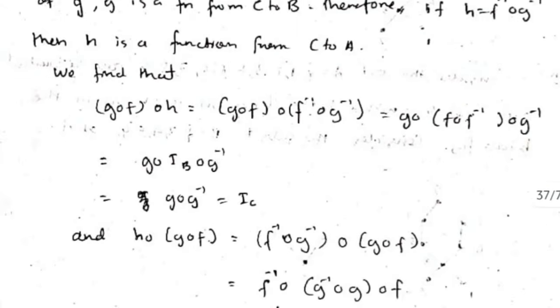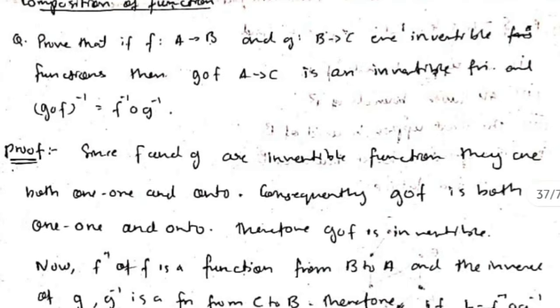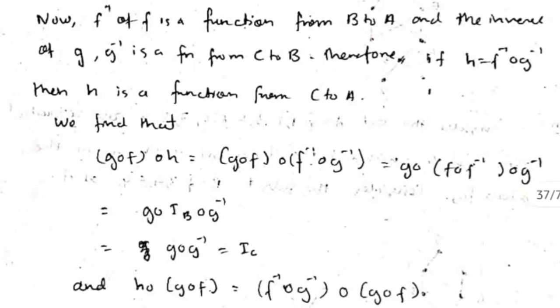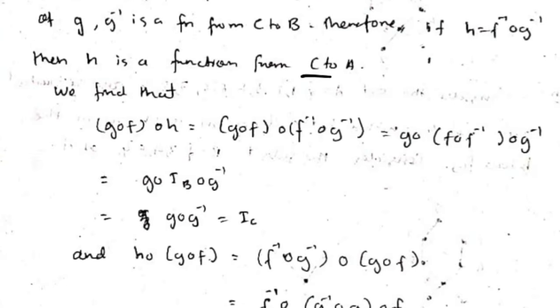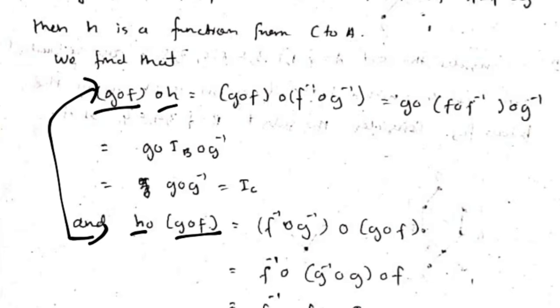So for that, we will consider g inverse as h, okay. h means C to A, okay. Since g of f is A to C, we will consider h as its inverse and write it as C to A, okay. So we will have to prove (g of f) of h is equivalent to h of (g of f), okay. If these both are proved to be the same, then the function g of f is invertible.